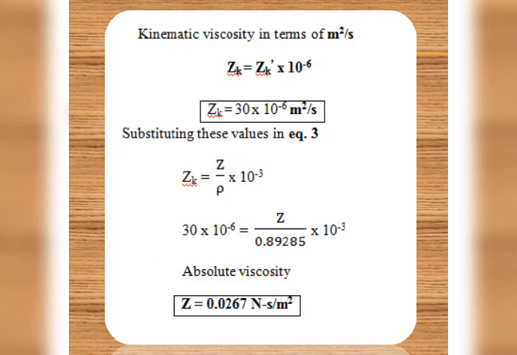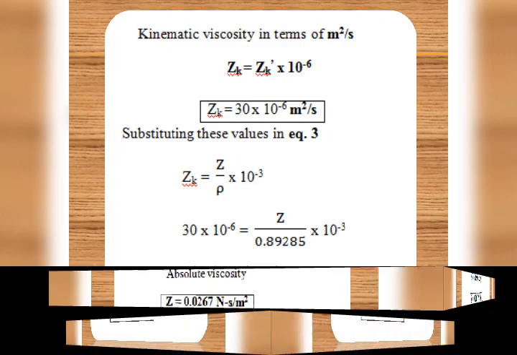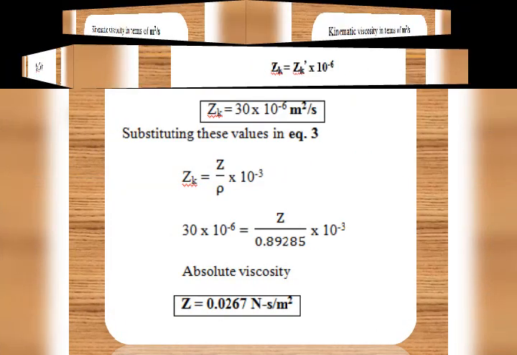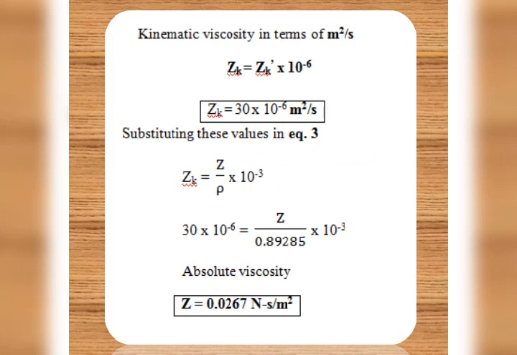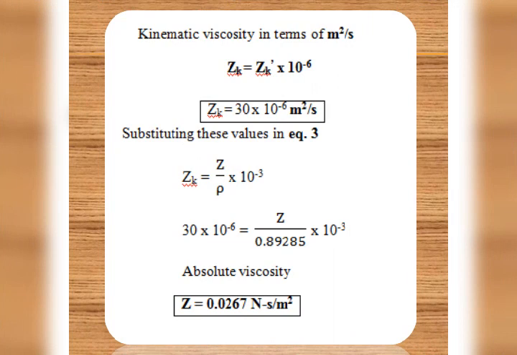Soon after getting kinematic viscosity in terms of centistokes, that is Zk dash, you need to convert it into meter square per second. For that, one of the relations in the data handbook, in some modified form, is Zk equal to Zk dash into 10 to the minus 6. Refer to that equation and substitute the value.